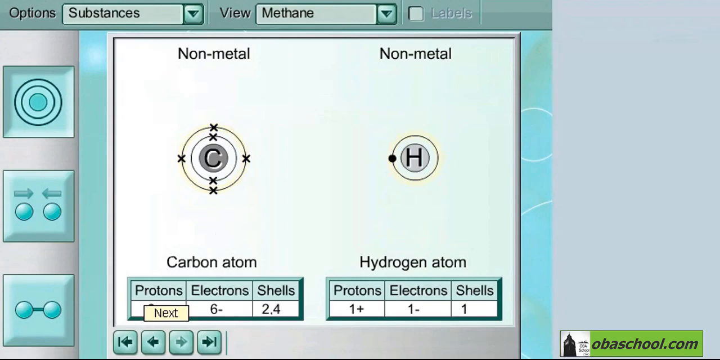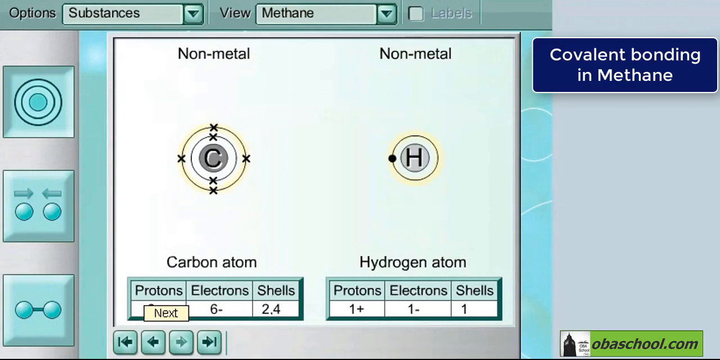We're going to explore the covalent bonding in hydrocarbons. And we are going to demonstrate the covalent bonding in this video. Methane is a compound of the nonmetals hydrogen and carbon. So it's made up of hydrogen and carbon atoms, and it's the simplest hydrocarbon.